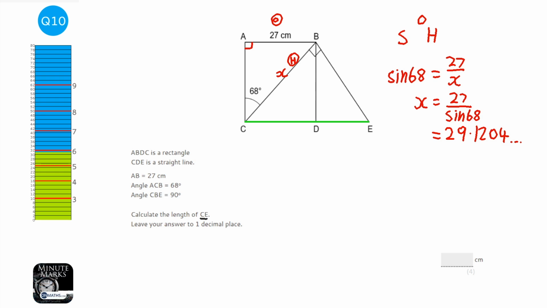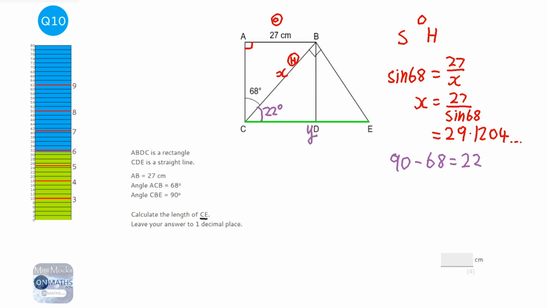So the next thing I need to do is work out CE. Now I'll need this angle here, which I can just take away 68 from 90 because it's a rectangle, the whole thing will be 90 degrees. So I'm just doing 90 take away 68, which is 22. So that's 22 degrees. Now I'm looking for this one, so CE.